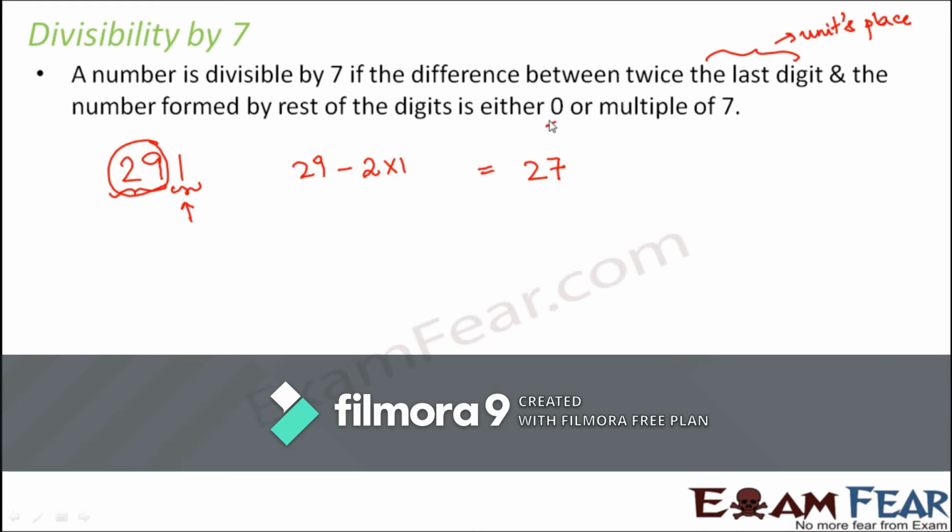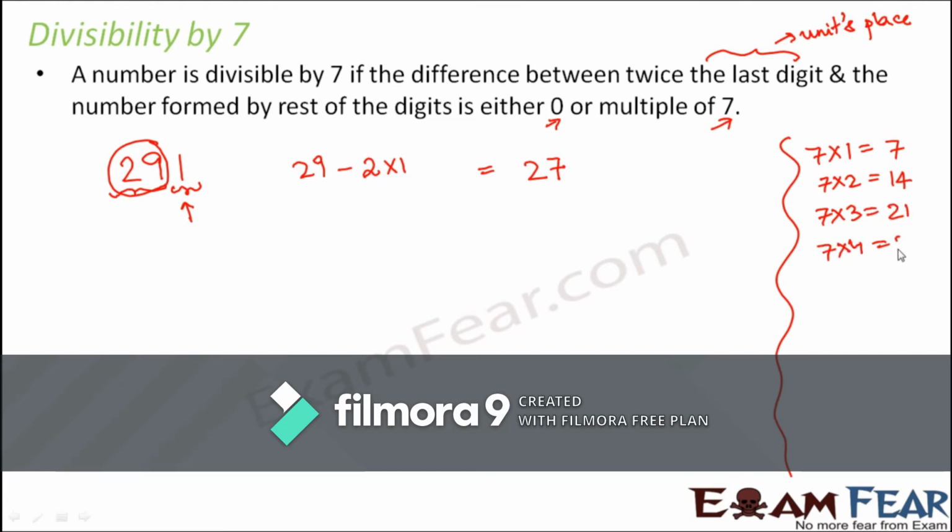Now this difference, if it is either 0 or a multiple of 7, only in that case the number will be divisible by 7. Now quickly write down the multiples of 7 in one corner. So the multiples of 7 would be something like this. 7 ones are 7, 7 twos are 14, 7 threes are 21, 7 fours are 28, 7 fives are 35, 7 sixes are 42, and so on. So this is how the multiples would look like.